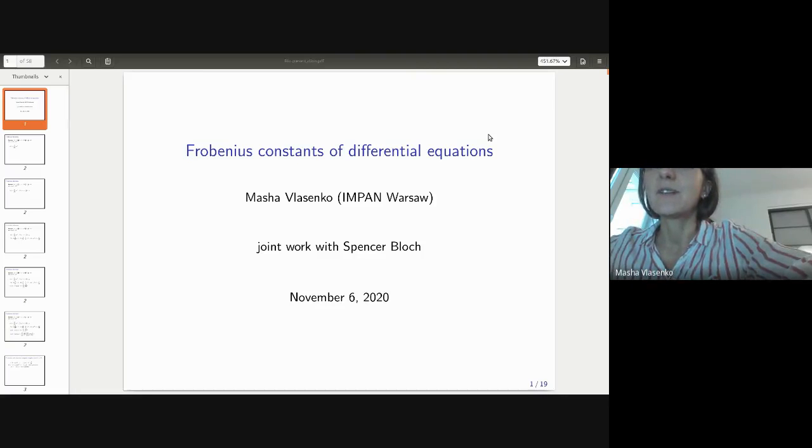So let me start. First I'm going to tell you what Frobenius constants are and give some examples. To introduce them, I need to explain what Frobenius solutions are. I will be speaking about ordinary linear differential equations, so in one variable, like this one.